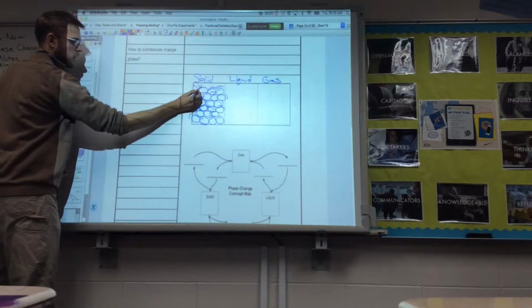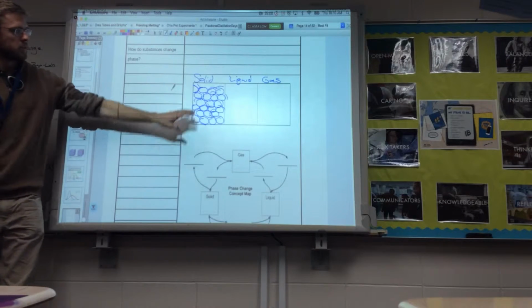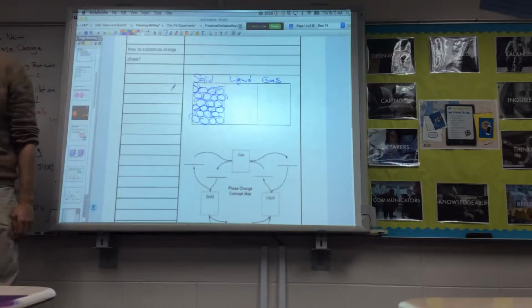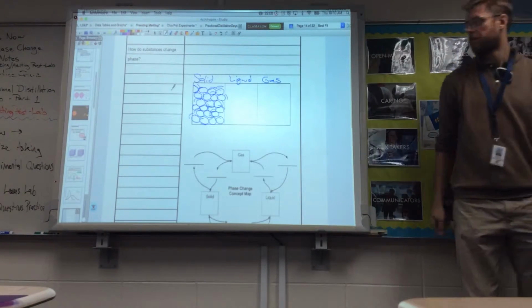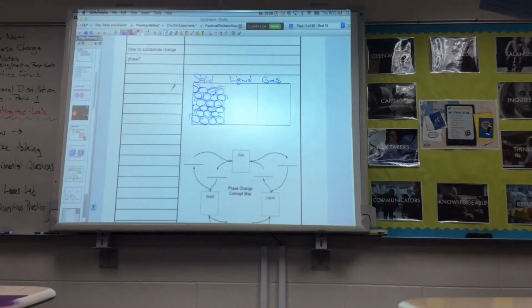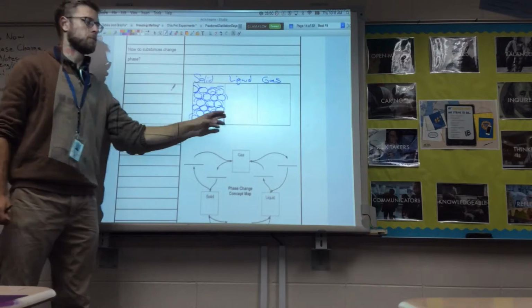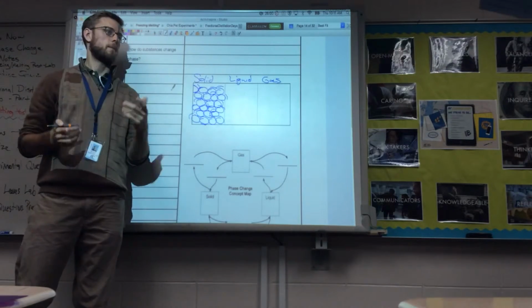So you can see they all look like they're shaking, vibrating together. Good work. I see lots of folks drawing that really well. You'll notice all my particles are about the same size. That's important because I'm showing one pure substance, so each of the atoms would look all the same.